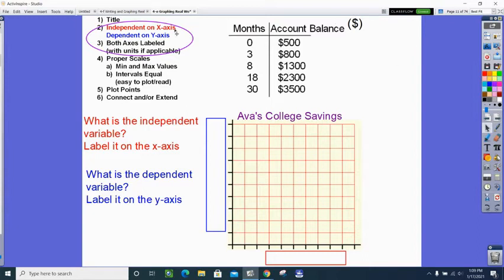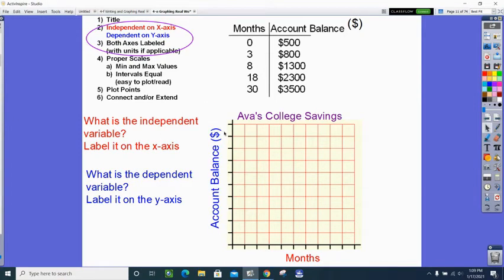Okay. The next thing I need to do is put my labels. So remember, in this case, the dollars depend on the months. The calendar isn't going to say, oh look, Ava has $800, so it must be February. The month doesn't depend on the money. The money depends on the month. So your account balance is going to be your Y, waiting for the math to happen, and the months would be your X. So I'm going to put those labels on. Okay. And notice I put the dollar sign there, and notice this says months, not time. Then once I've got those things labeled with units in the right spot, I now need to create proper scales.